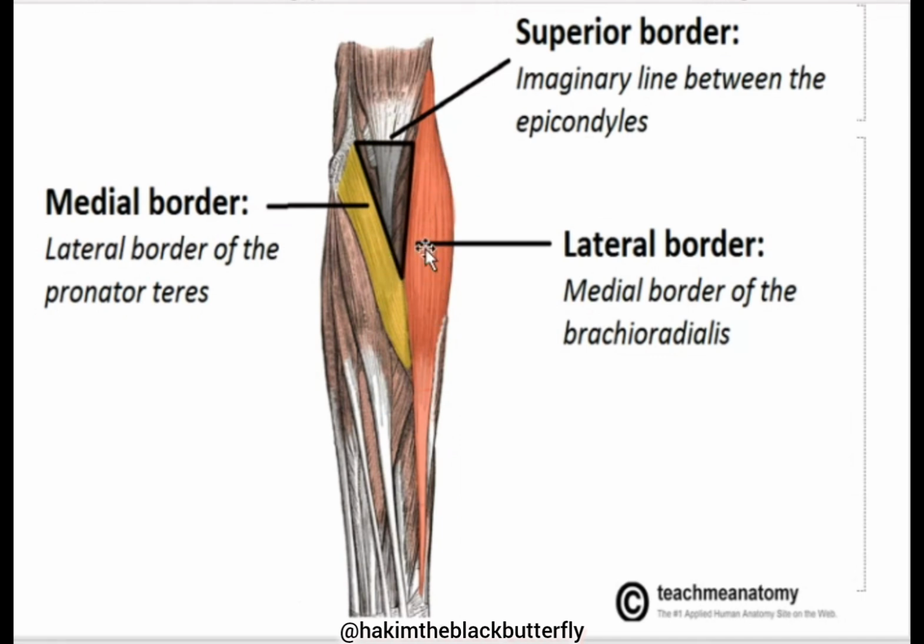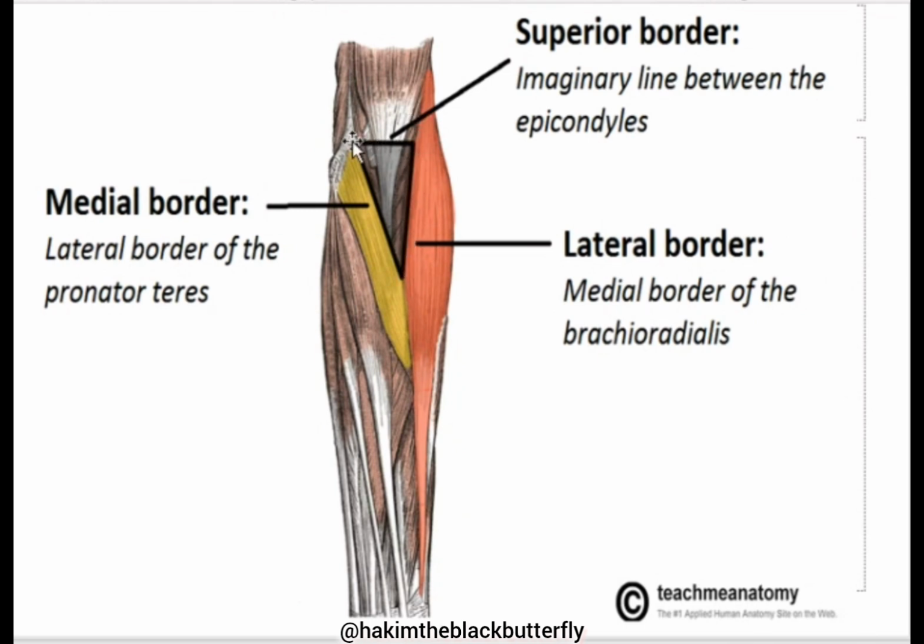The lateral border is formed by this muscle known as Brachioradialis. Brachioradialis also has a lateral boundary and medial boundary. So when we say that the lateral border of the cubital fossa is formed by this muscle known as brachioradialis, we are referring to the medial boundary. So it is the medial boundary of the brachioradialis which forms the lateral border of the cubital fossa.